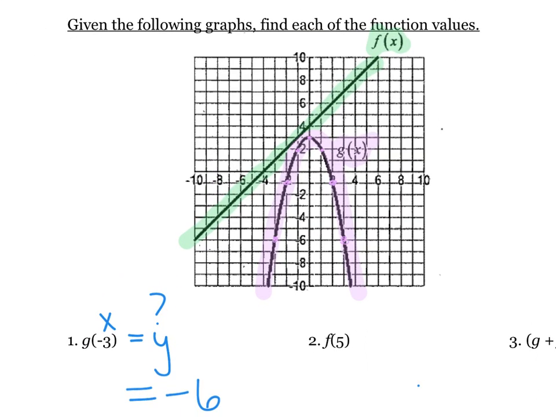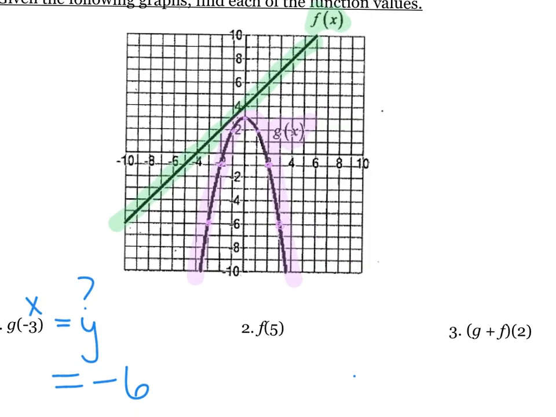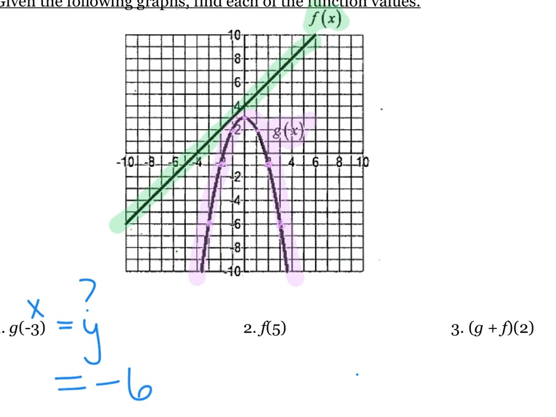All right, so then the next example is f of 5. So once again, the biggest question you need to ask yourself is if you were given x or y. In this case, I was given x. So I go to where x equals 5. But this time, I'm going to go up to the green graph, and that is going to be when y equals 9.